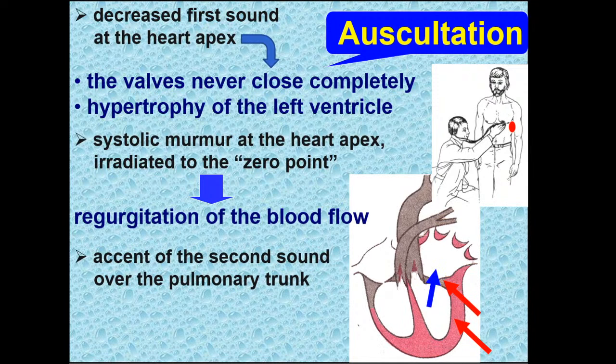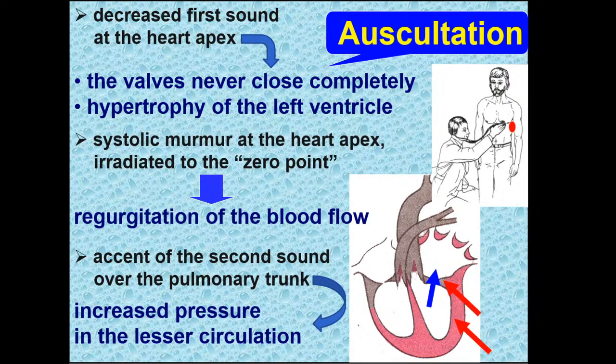And over the heart base there will be an accent of the second sound over the pulmonary trunk due to increased pressure in the left circulation. But again, pay your attention. The visiting card of mitral regurgitation is a systolic murmur at the heart apex with irradiation to the axillary point. Because we remember, no murmur, no heart defect.